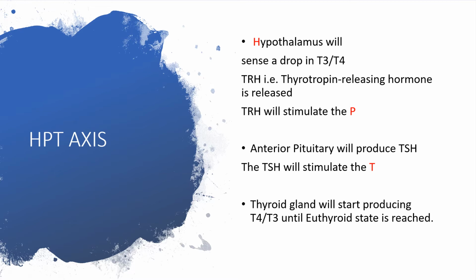Hypothalamic pituitary thyroid axis: the hypothalamus will sense a drop in the level of T3 and T4. Then TRH, that is thyrotropin-releasing hormone, will be released. The TRH will stimulate the pituitary, this time the anterior pituitary, and that will produce thyroid-stimulating hormone. The thyroid-stimulating hormone will go ahead and work on the thyroid gland, and that will lead to production of more T4 and T3 until the euthyroid state is reached.